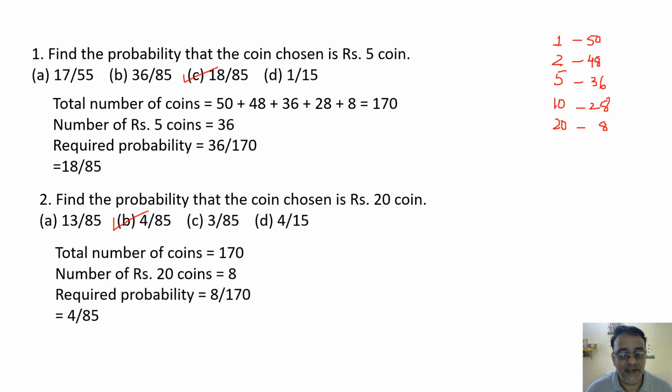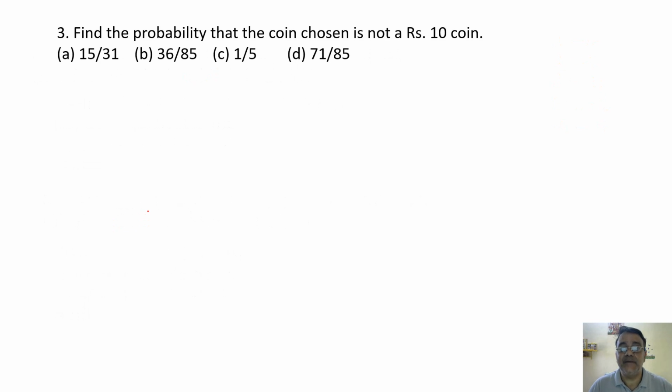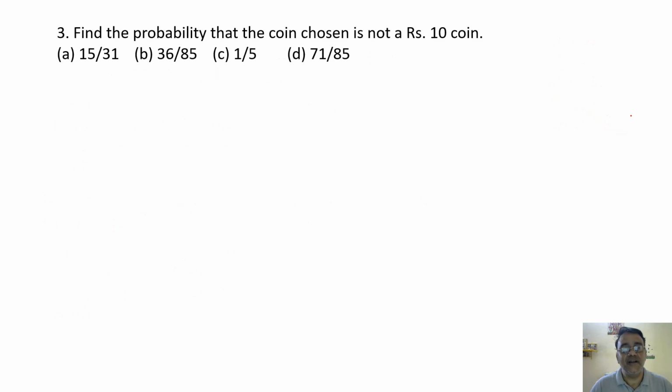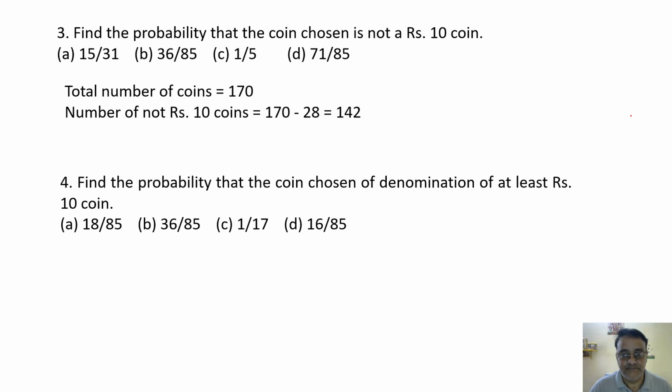Right. So now we are moving toward the next question. Find the probability that the coin chosen is not rupees 10. Right. So how many 10 rupees coins were there? 28. So we have to subtract that from total 170. So 170 minus 28. So 142 we are getting, and the required probability is 142 by 170. So we are getting 71 by 85, and the correct option is option D.